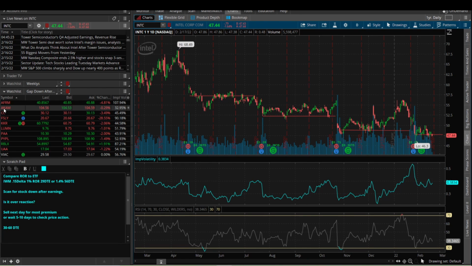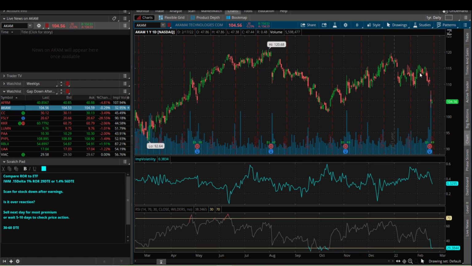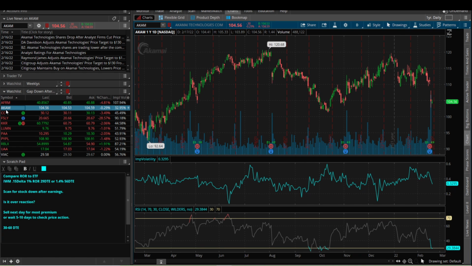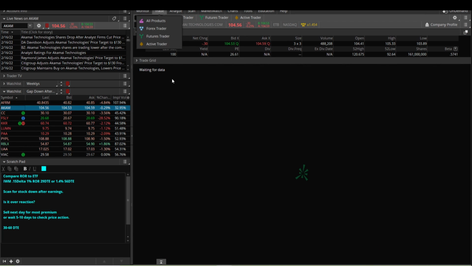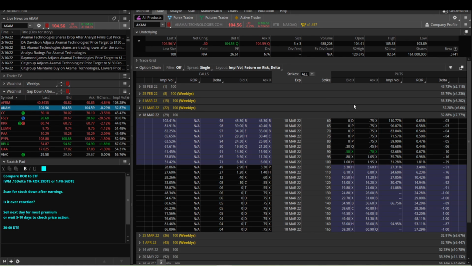So if we want to look at a couple more of these stocks here, we can see that AKAM here is only on its second day after earnings. It could keep going down. At the 15 delta, we're paying roughly 1%. So I'm not really quite sure I would try to trade this.